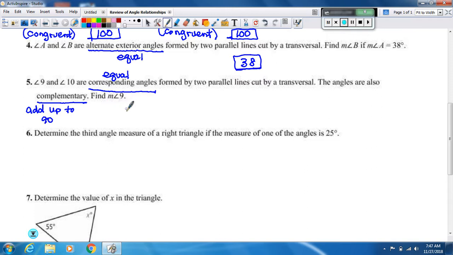Find the measure of angle 9. So if they are equal, we can call them x. So if they're the same, then we have x plus x, two angles equaling 90 degrees. So 2x equals 90. So you literally ask yourself, 2 times what equals 90? So what you'd have to do is divide by 2. So x equals 45 degrees. And that's your answer for that one.